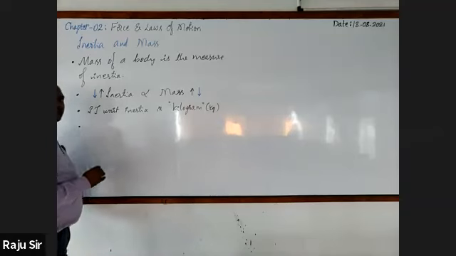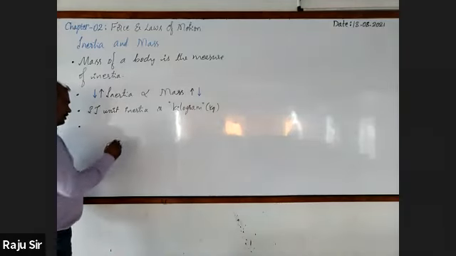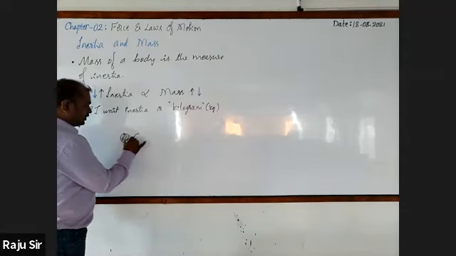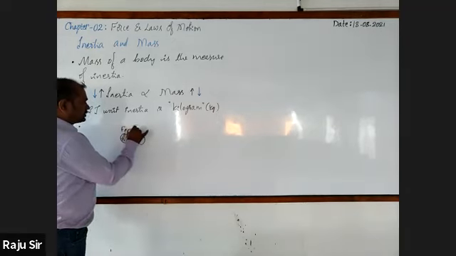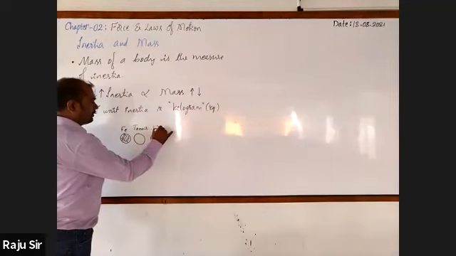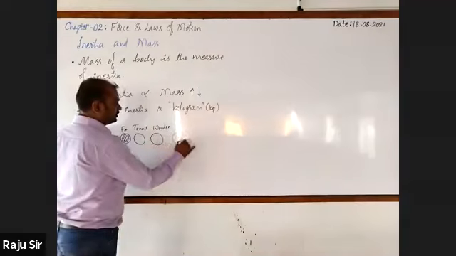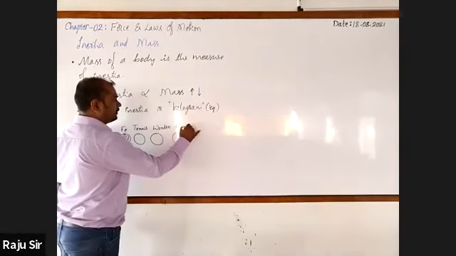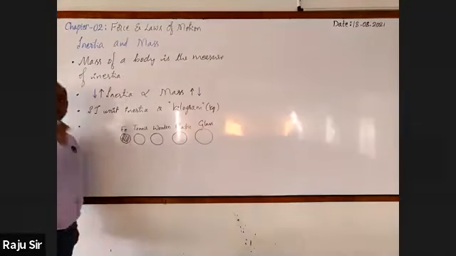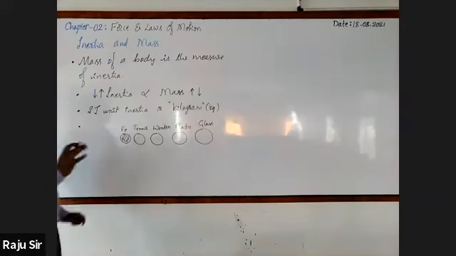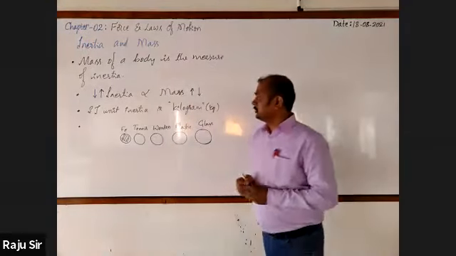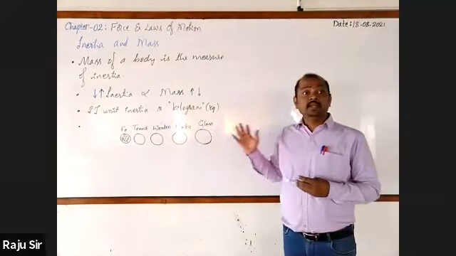I'll give you some items. One is an iron ball. Second one is a tennis ball of the same size. Third one is a wooden ball. Fourth one is a plastic rubber ball. Fifth one is a glass ball. All are having the same size. Now my question is, which one has the least inertia?